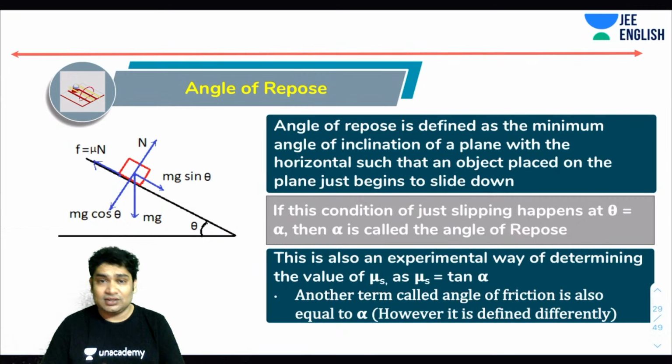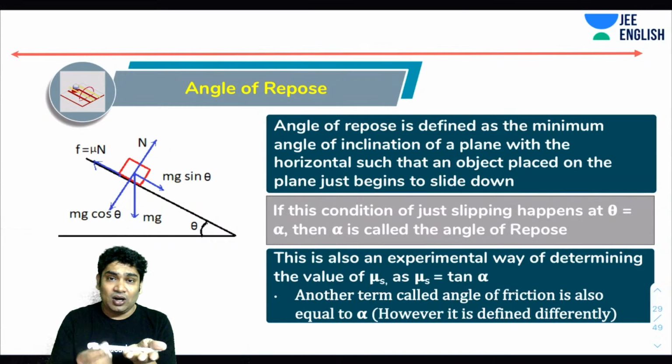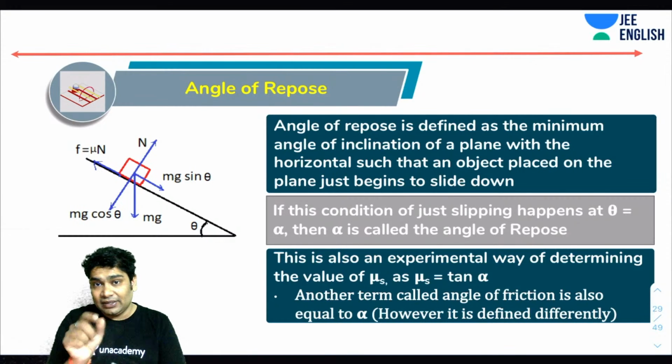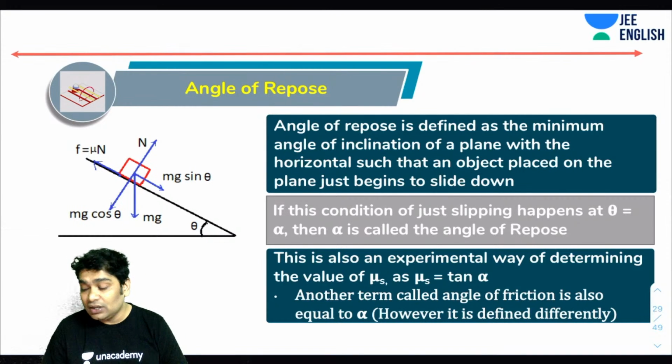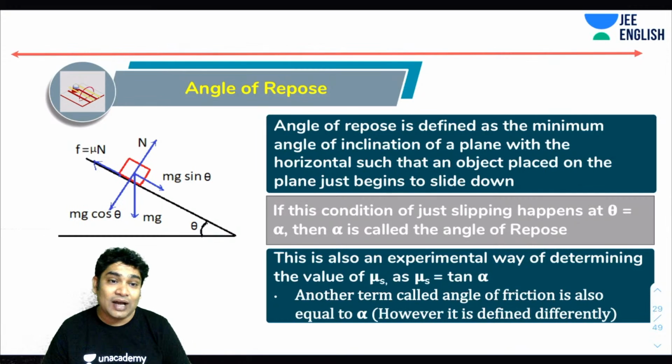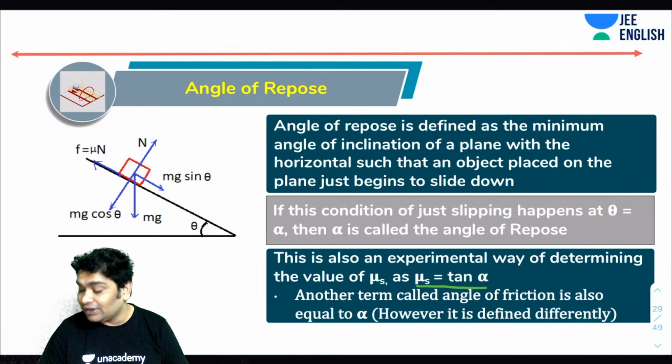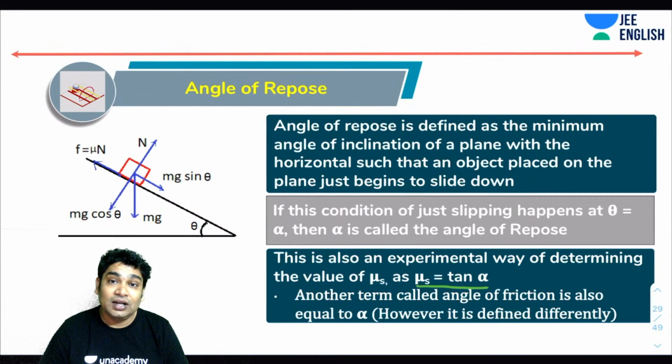So what you do is, when you keep a block on an incline, you keep increasing the angle of the incline. At some theta, it will slip. That angle is called angle of repose. And the idea of telling you angle of repose is that if I tell you the angle of repose, you will be able to determine the value of mu s. And this is how. So mu s and angle of repose are related like this. So coefficient of static friction is equal to tan alpha.